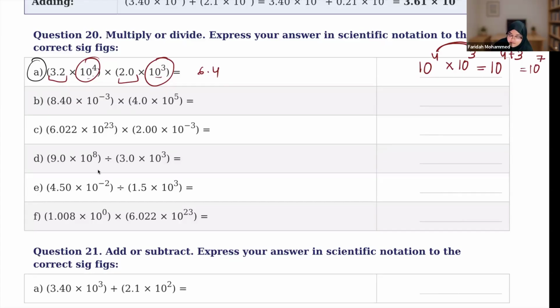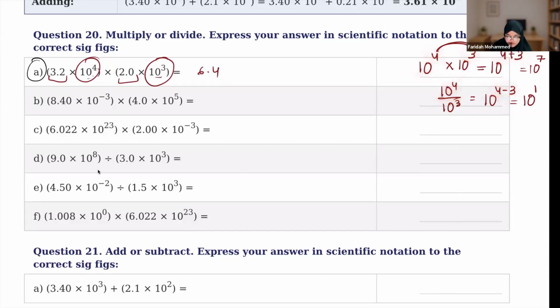Okay? If it's division, it will get what? Subtracted. Do you see it? Okay, when you have the same base, when you multiply the numbers, the exponent is going to get added. When you divide, it will get subtracted. Okay?